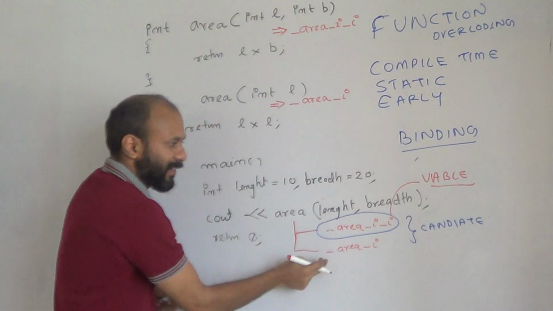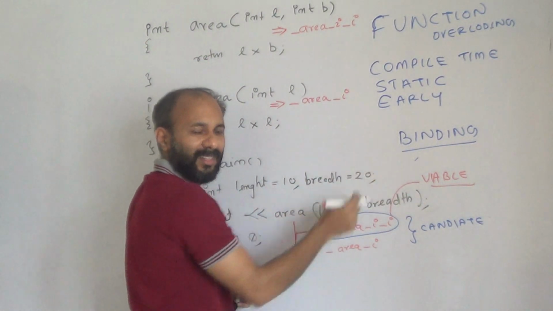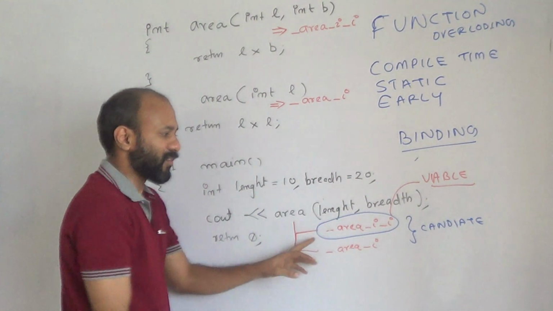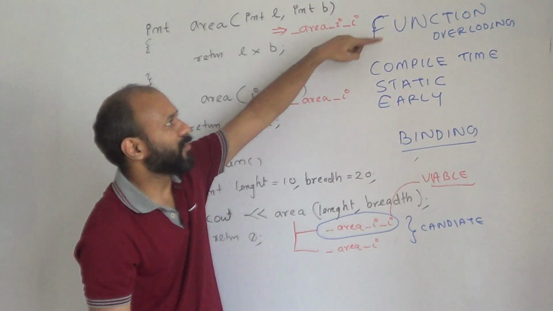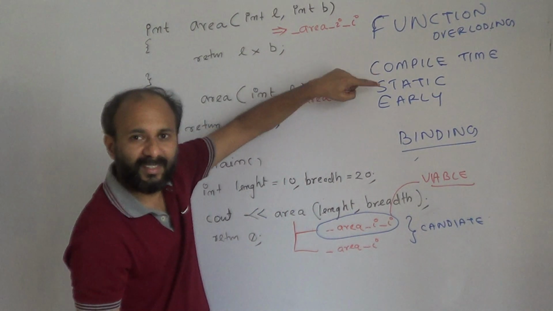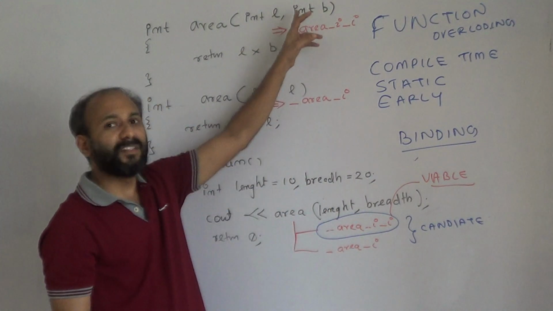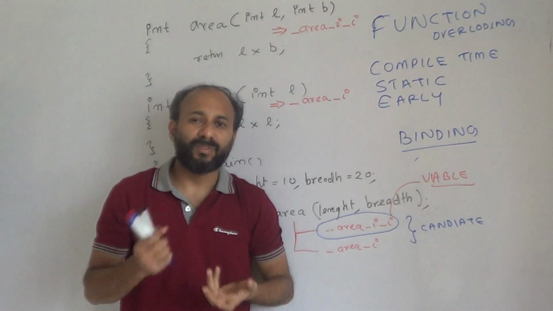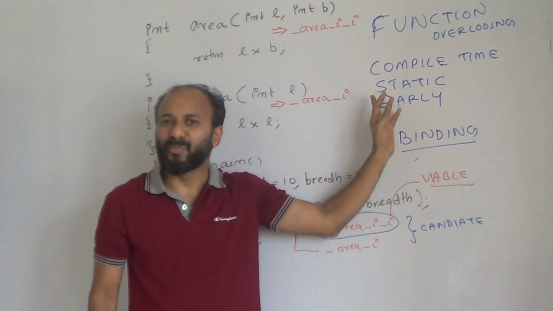Selecting a viable function from a set of candidates is also known as binding. Binding is nothing but making a function call resolution. That process is known as binding. Here binding is happening at compilation time. This is known as function overloading, which is compilation time polymorphism. It is also known as static binding polymorphism, because it will always bind to this function only. Since compilation time is the earlier stage of program execution, this is also known as early time polymorphism.